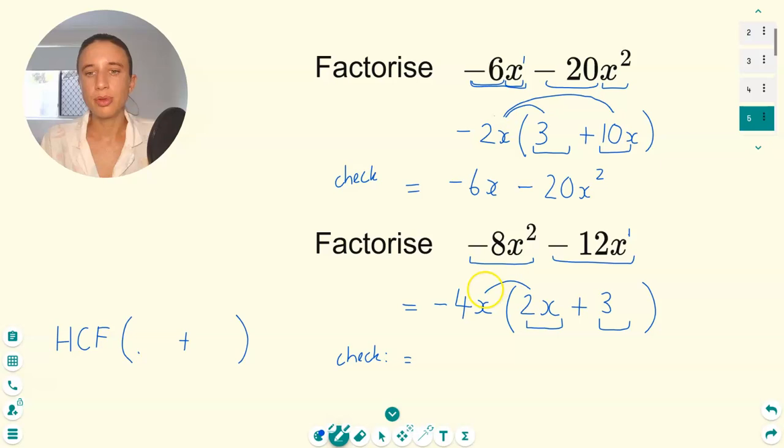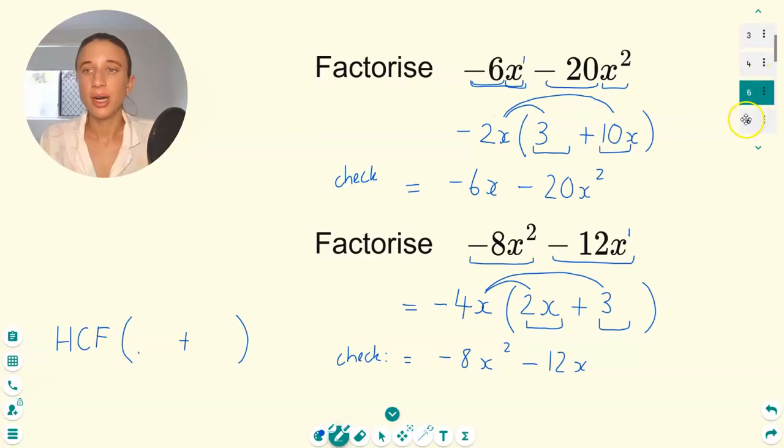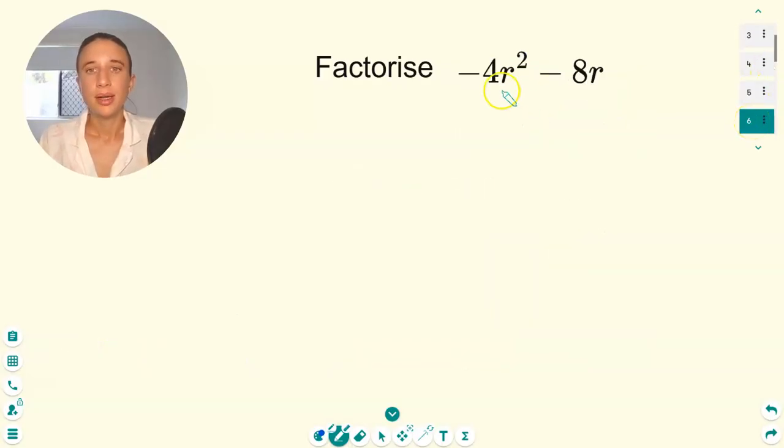So use crab claw to check. Negative times a positive is a negative, so negative 8. x times x, x squared. Negative 4 times 3 is negative 12. x times 1 is x. And you end up with what you started with: negative 8x squared, take 12x. Looks good. Now let's just try one more.